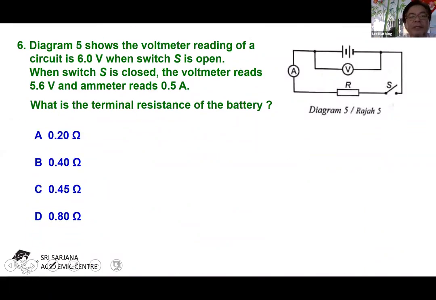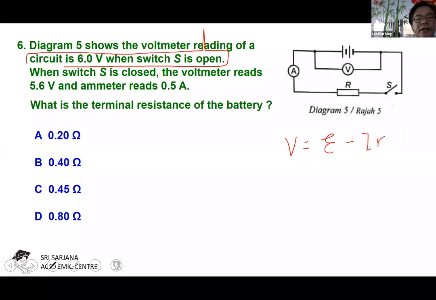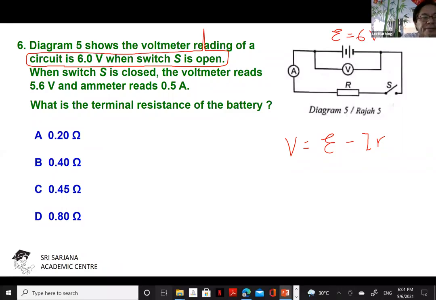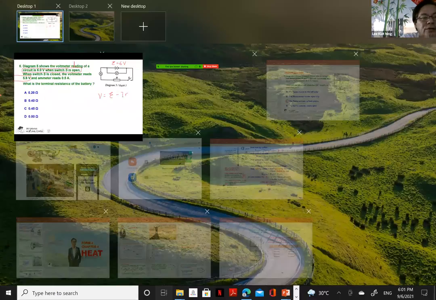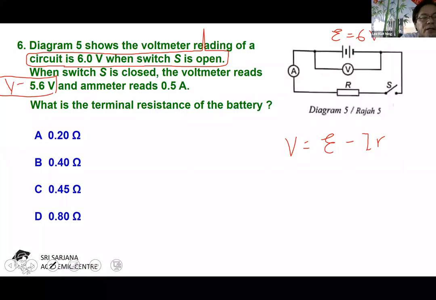This one will be using this kind of formula. The voltmeter reading when the switch is off is going to be 6. That means this is your electromotive force. Clear? Your electromotive force will be 6. When the switch is turned on, the voltmeter reading becomes 5.6. That means this is going to become your V. There are two values, one bigger, one smaller.